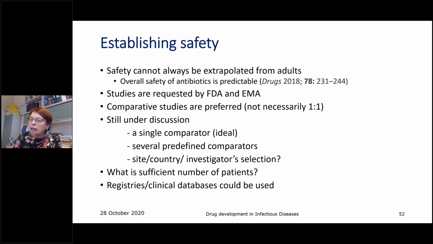So ideal trials for safety would, of course, be comparative studies where you have a comparator group and also the study group, if they are sufficiently powered. This, however, could delay pediatric drug development significantly. And often these safety trials, even if they are requested by regulatory agencies, are very small. They usually have 50 to 70 patients.